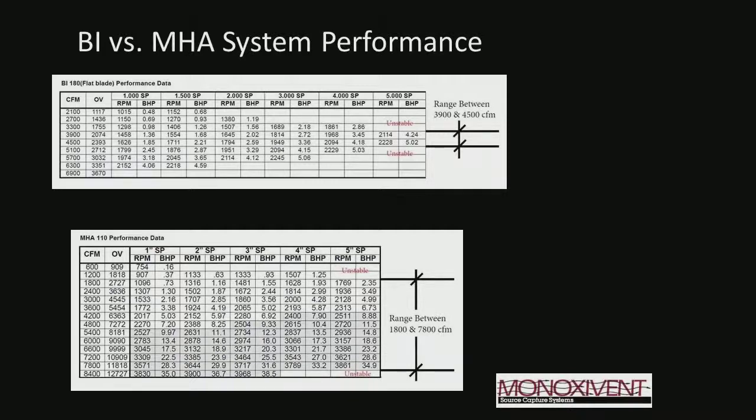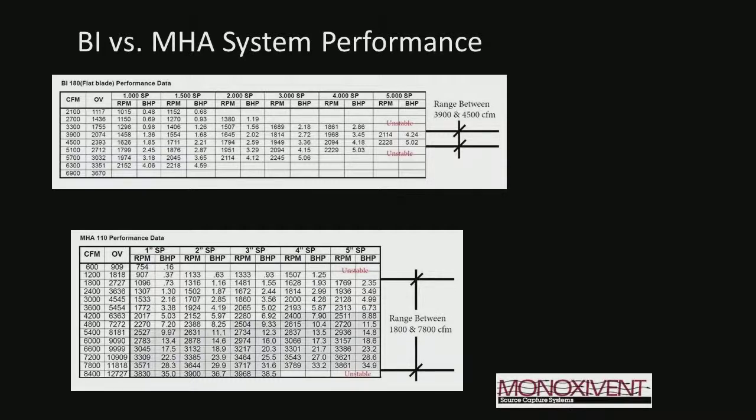So when you look at that BI fan, the effective range at 5 inches, if that's where we're setting our static pressure sensor, is only 600 CFM. You don't get a lot out of it. So if we want to make sure that we get a fairly decent range, we need to look at a different fan. In this case, we look at the MHA fan. I believe that's a 110. And you can see that the range at 5 inches is 1,800 to 7,800 CFM. We have a much wider range there.